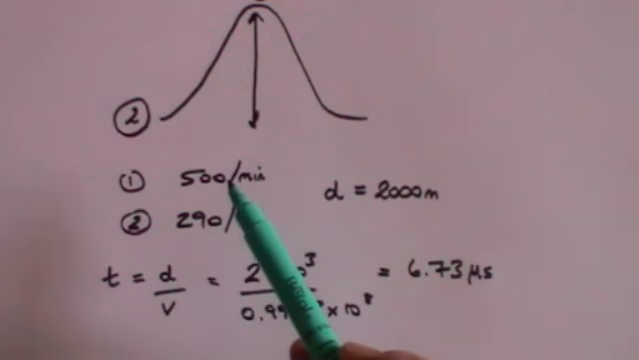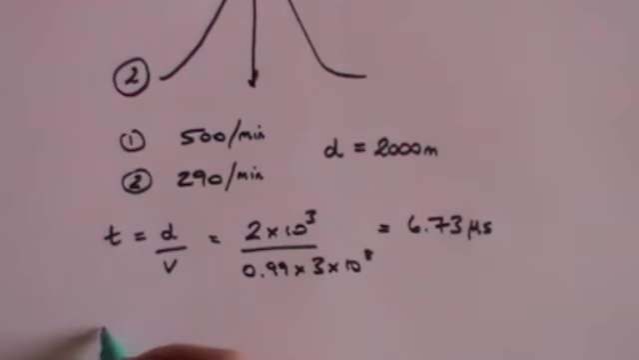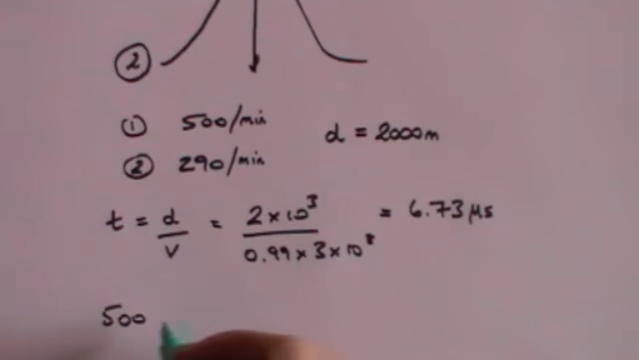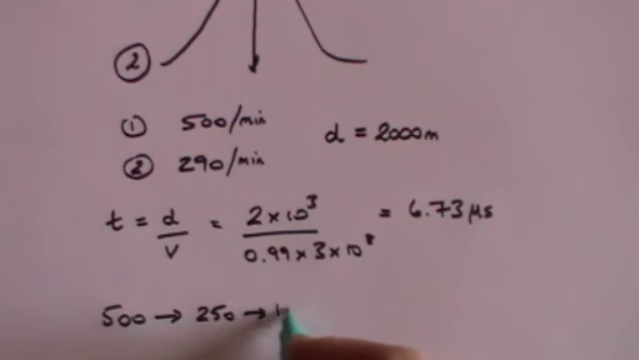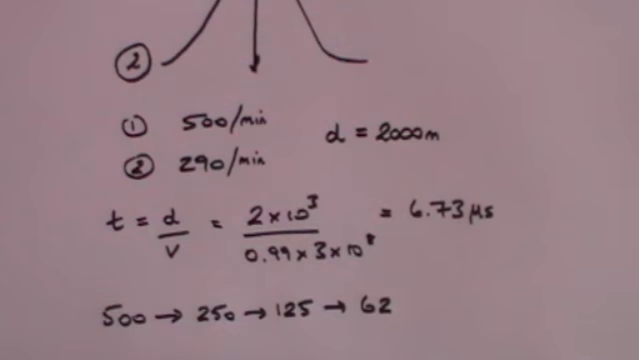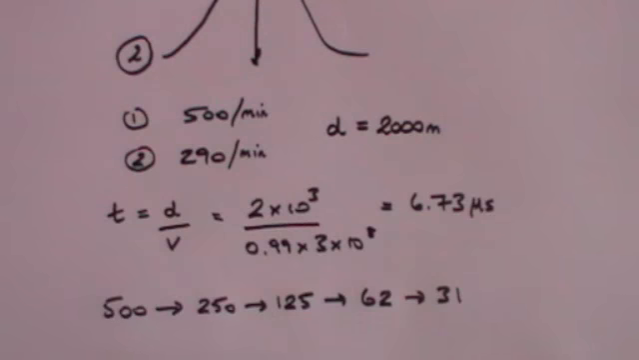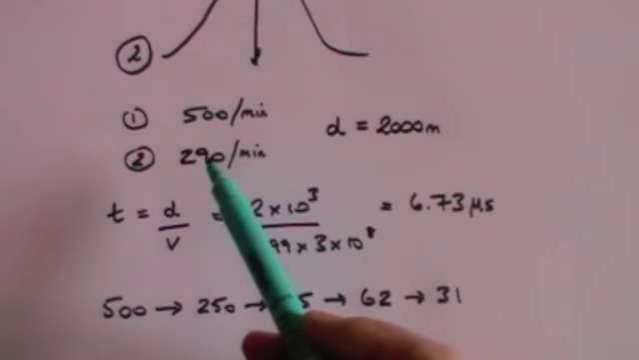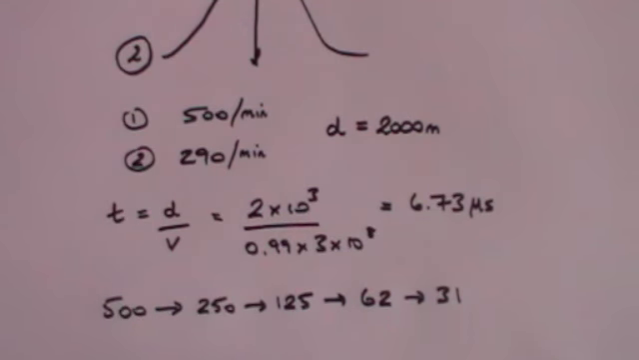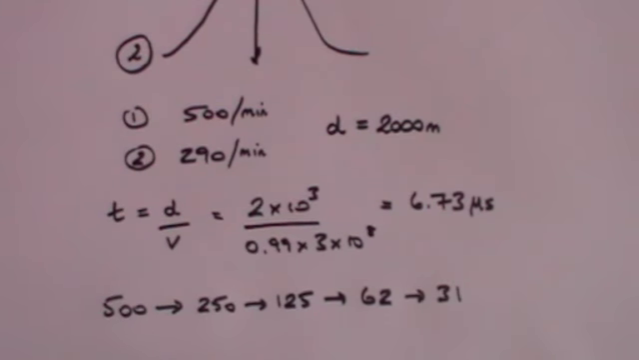So if there were 500 at the top, then you would expect that after one half-life, that would have fallen to 250. After a second half-life, you'd be down to 125. After a third half-life, you would be down to 62. And after a fourth half-life, you'd be down to only 31 counts per minute. But in fact, there were 290 counts per minute, which suggests that for the muon, the time has slowed.